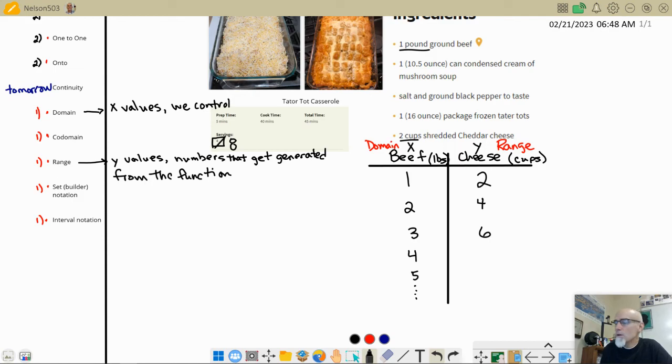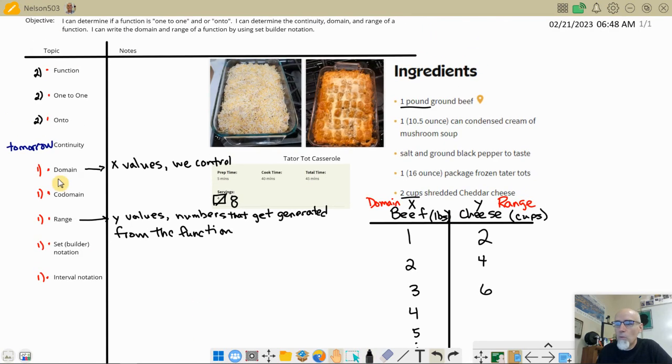So if you didn't notice, I forgot to mention this in my notes today. You see, I've got little ones by it. In video one, I'm going to cover these things. In video two, I'm going to cover these. And then tomorrow, we'll talk about continuity. Okay, sorry, I forgot to mention that.